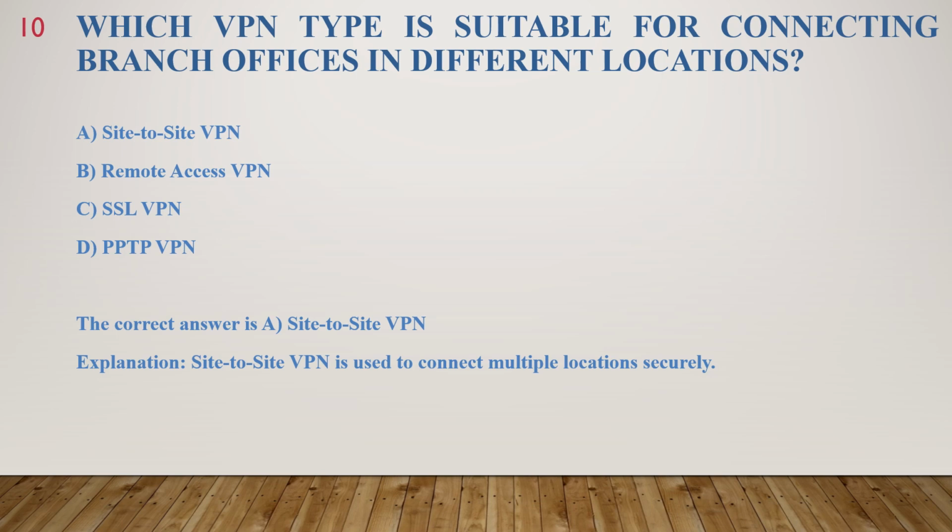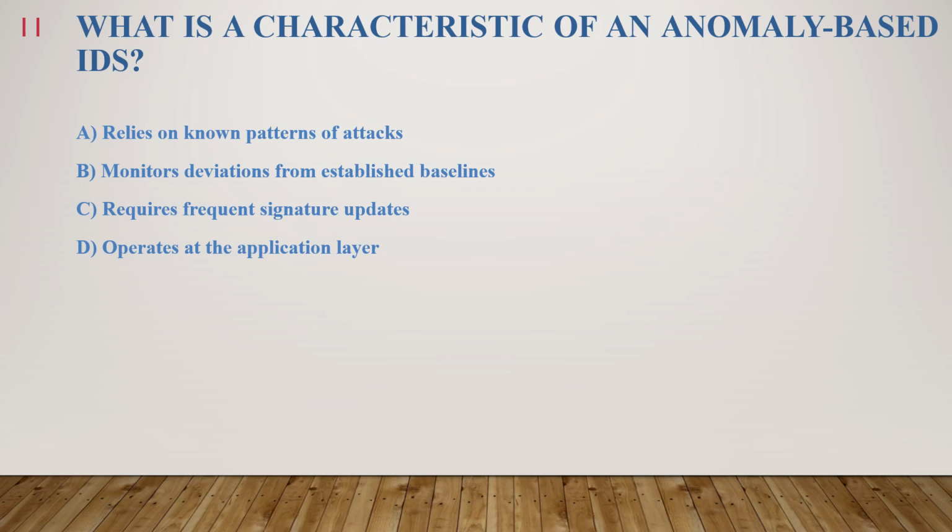PPTP VPN, D, an outdated and insecure protocol that should not be used for any VPN applications due to known vulnerabilities. The most accurate answer is A, by encrypting the data. While VPNs offer other benefits, their primary security aspect lies in data encryption.